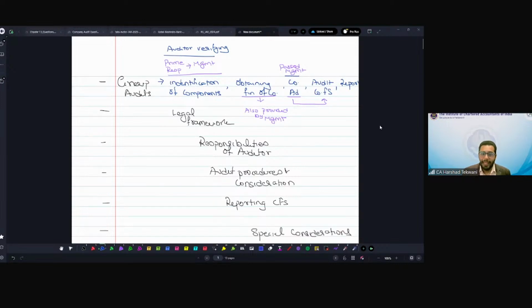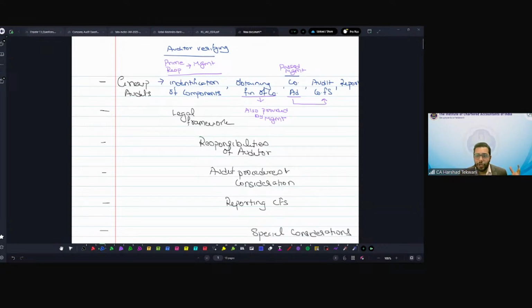So basically you can say that, when it comes to the group audit, we will be doing all these things: identification of components, obtaining financials, consolidated adjustment, audit of CFS, then after adjustments, and then reporting. Clear with this? Any doubt till now? Okay. If no doubt, let's proceed ahead.